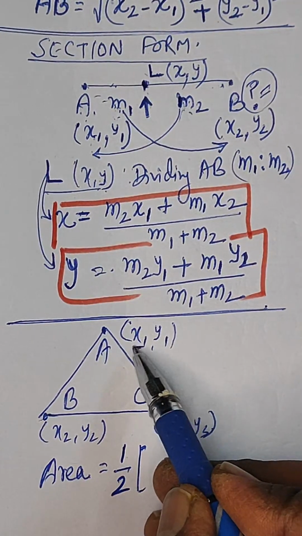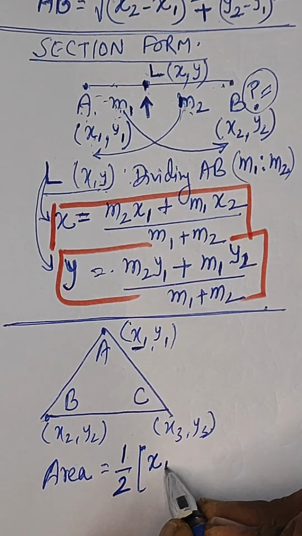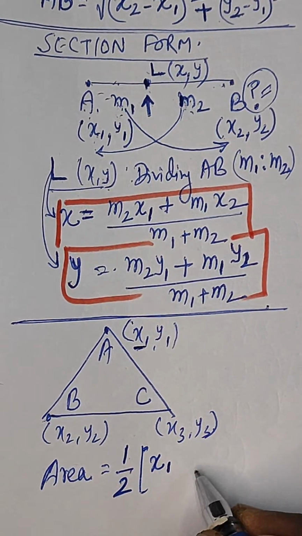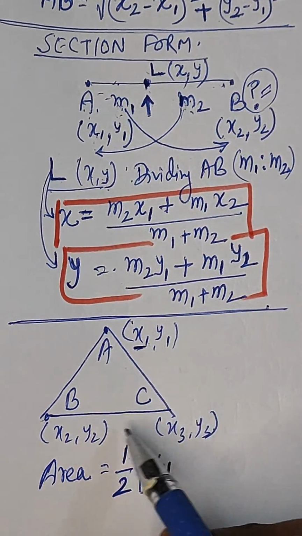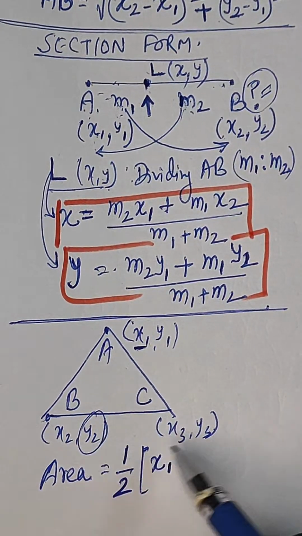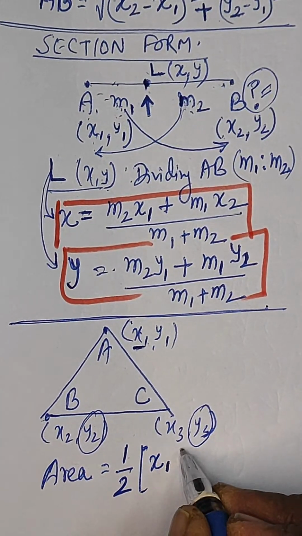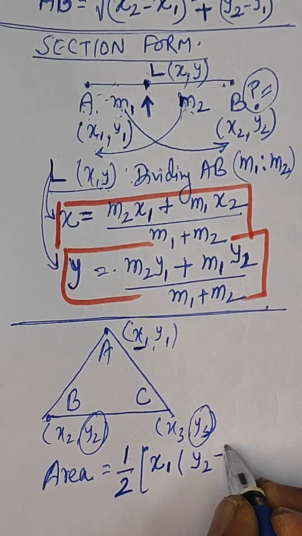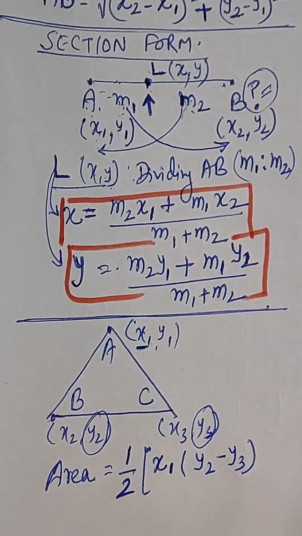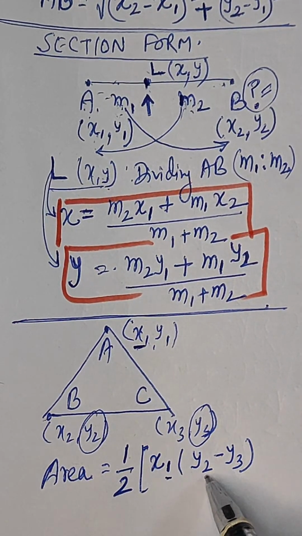Take first this one, x1, into the sequence after 1, 2 and 3. If x is taken, now take the y coordinates here, like this, right? x1 into y2 minus y3, isn't it?